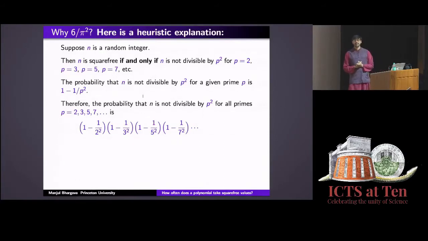So the assumption here is that the event that a number is divisible by 2 squared is independent of the event that a number is divisible by 3 squared. And so we're just multiplying the probabilities. And that's true for any finite number of primes.